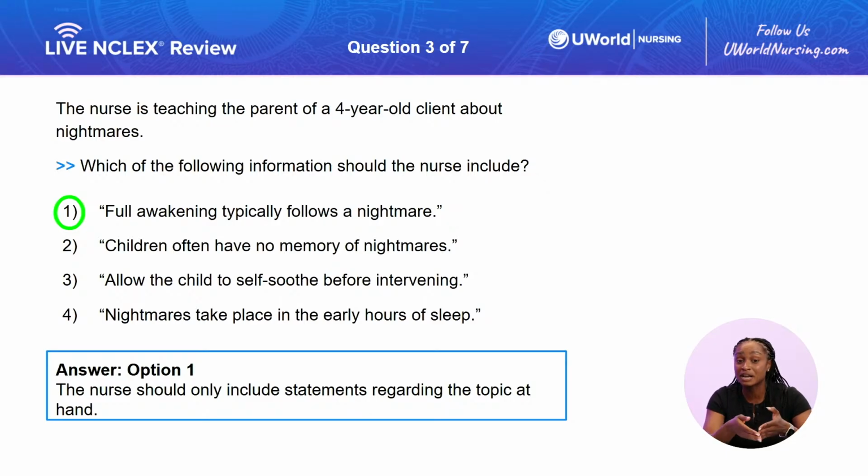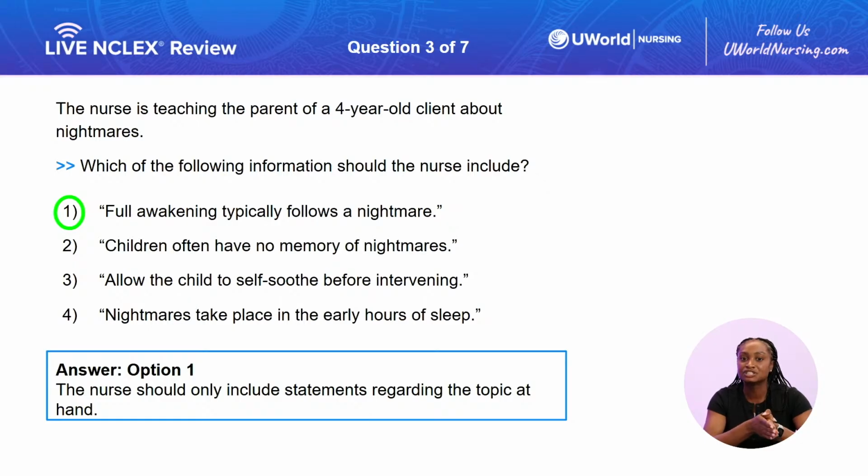So option 4 is describing a sleep terror. Nightmares take place in the early hours of the sleep. This is not true. Sleep terrors can happen in the early hours where you're still kind of aware of your surroundings and what might be happening, like you might be hearing a door closing on the outside and that might be incorporated in your dream. But a full nightmare happens at that REM cycle.